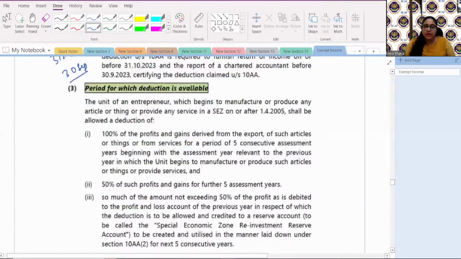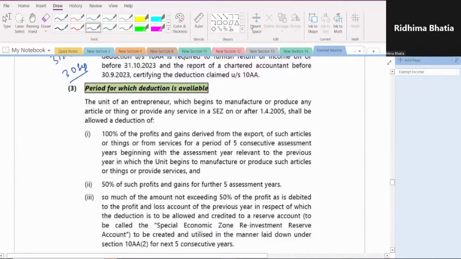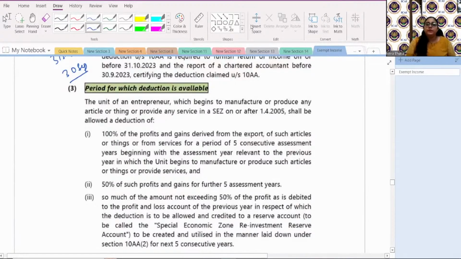Next is how the deduction is allowed. Now this is very important. The deduction is allowed only on export profits. First of all, export profits. In the question you will have been given the total profit. You have to calculate your export profits. How do you calculate your export profits? Based on the unitary method. I'll tell you. I'll come to that also.